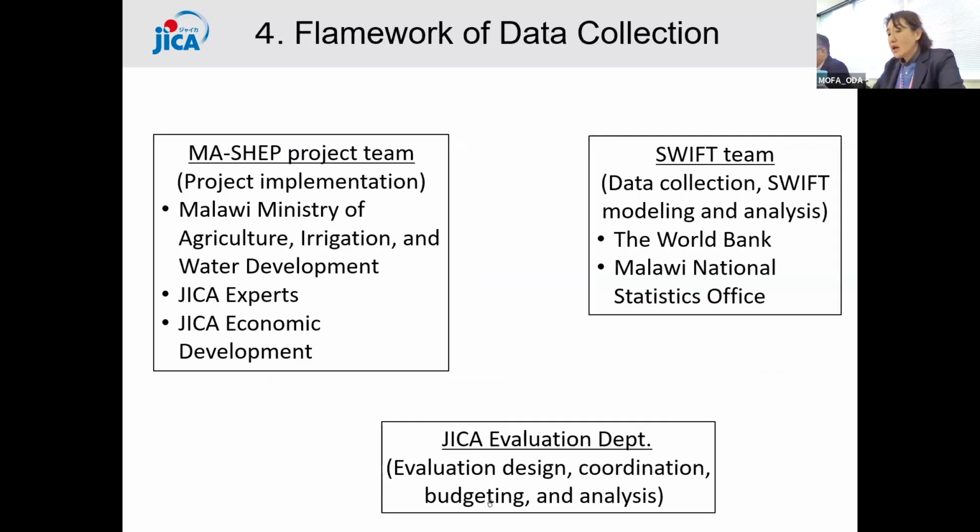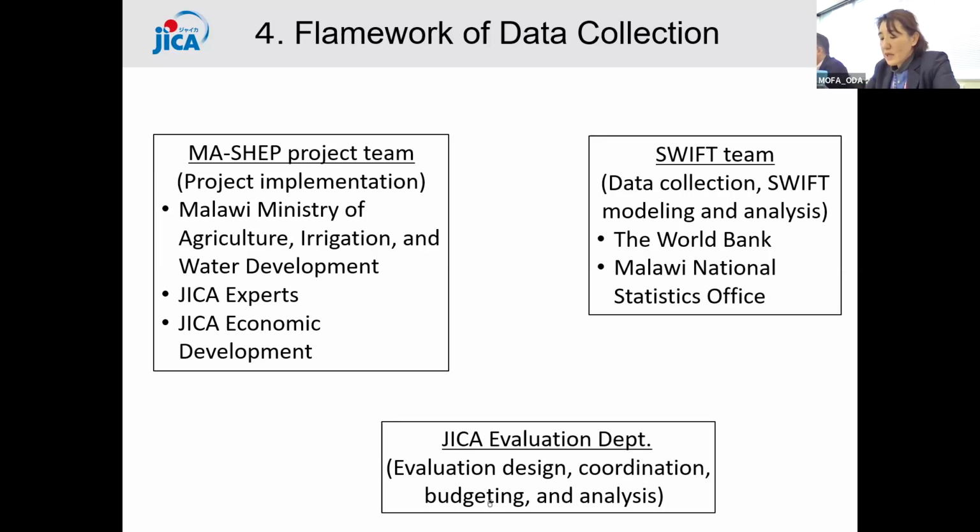So next slide, I would like to explain the framework of the data collection. There are 3 actors. First, on the left side, the SHEP project team, consists of the Malawi Ministry of Agriculture, Irrigation, and Water Development, and the JICA expert working for them in the field. And then third is the JICA headquarters in charge of this project. And then on the right side, the SWIFT team. It consists of the World Bank and the Malawi National Statistical Office.